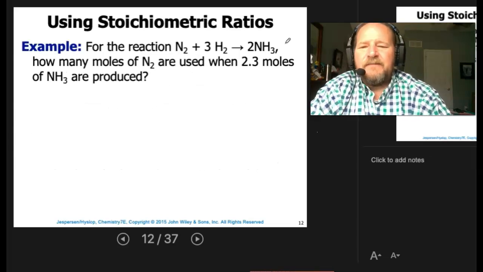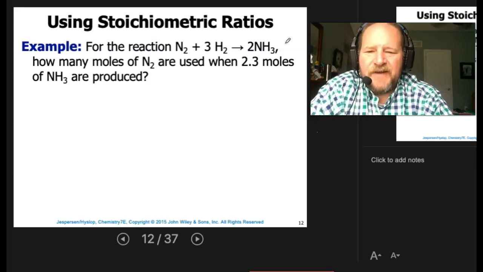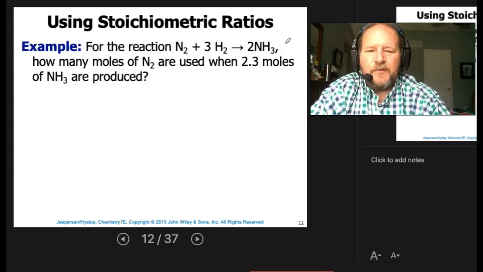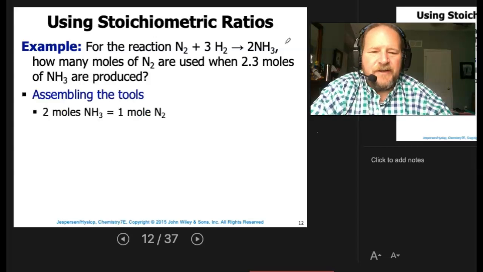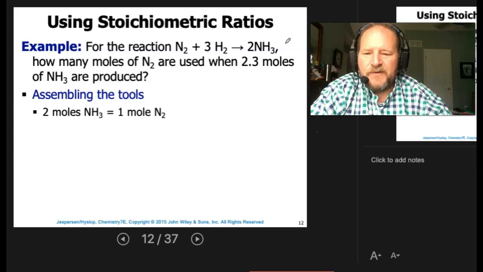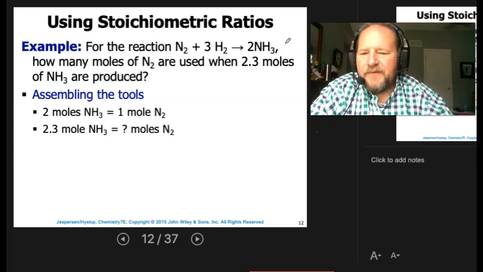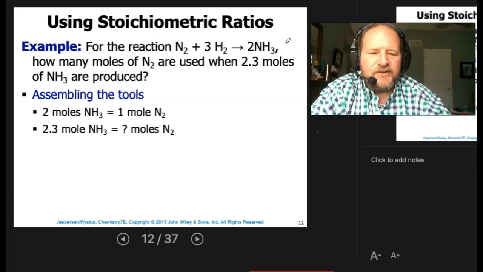So for that same reaction, how many moles of nitrogen are going to be used when 2.3 moles of ammonia are produced? Once again, we can assemble the tools. We know that 2 moles of ammonia will equal 1 mole of nitrogen. So for every 2 moles of ammonia that we make, we're going to need 1 mole of nitrogen. So if we have 2.3 moles of ammonia, how many moles of nitrogen will we need?